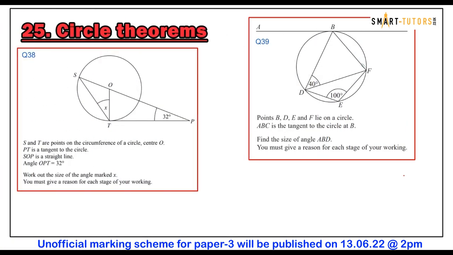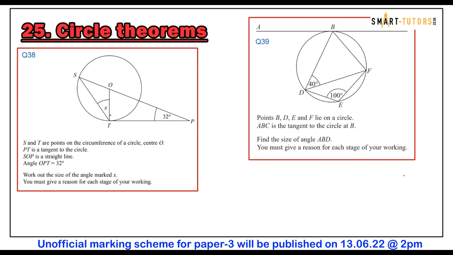Topic 25, circle theorems. In the circle theorems, we already faced a question in the paper too, but sometimes they will ask some proof questions. We will have a look at these 2 questions first. Question number 38. S and T are points on the circumference of a circle, center O. PT is a tangent, SOP is a straight line, and OPT is 32. Work out the size of the angle marked X, and you must give a reason for each stage of your working. I'm going to be explaining here, making sure you understand this fully.